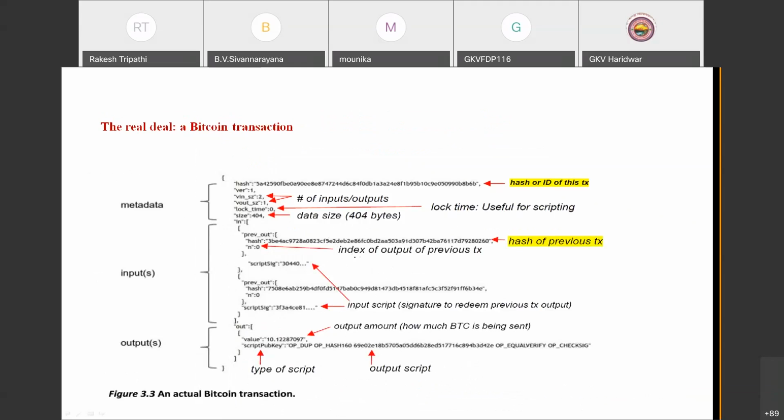And this is the index of the previous transaction output, and the hash of the previous transaction is this. And this is the input script, the signature to redeem the previous transaction output. So this is the response that we have.